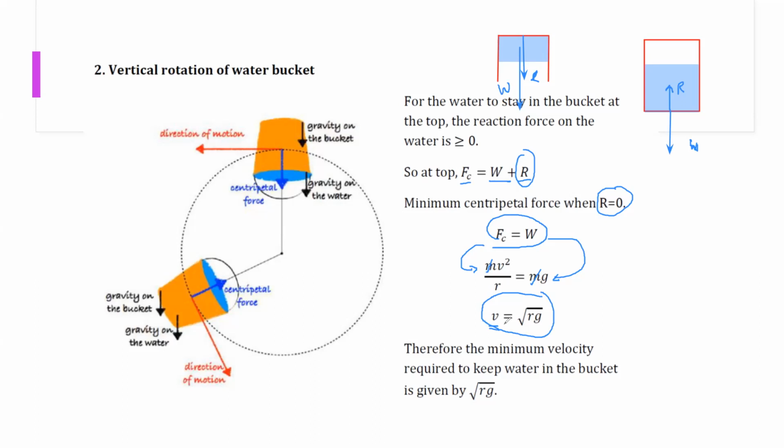This is the speed which we require to move this bucket so that the water will not come out from this bucket. If I hold a bucket vertically up, the weight is more than the centripetal force, and the water will come out. If I move at a very high speed, the water will not come out. The minimum speed for the minimum centripetal force is given by the square root of rg. So copy this as well. This is an important part.